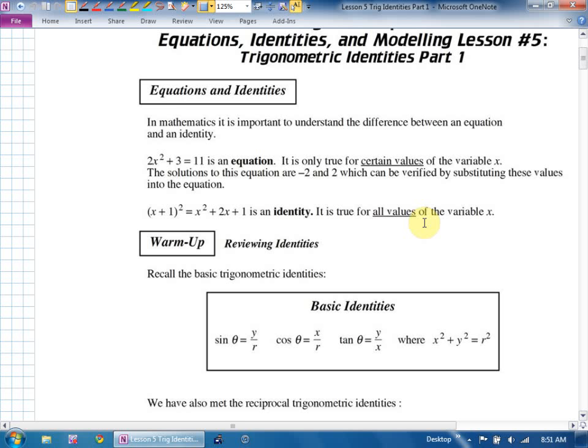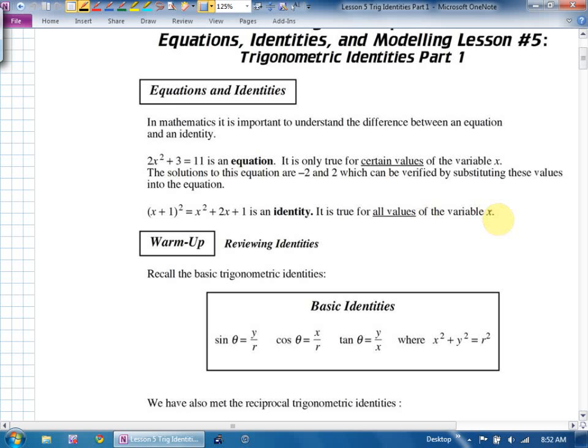It says this: in mathematics, it is important to understand the difference between an equation and an identity. 2x squared plus 3 equals 11 is an equation, and that's because it's only true for certain values. Negative 2 and 2 work, nothing else does. (x plus 1) all squared equals x squared plus 2x plus 1 is an identity. It's true for all legal values of the variable x.